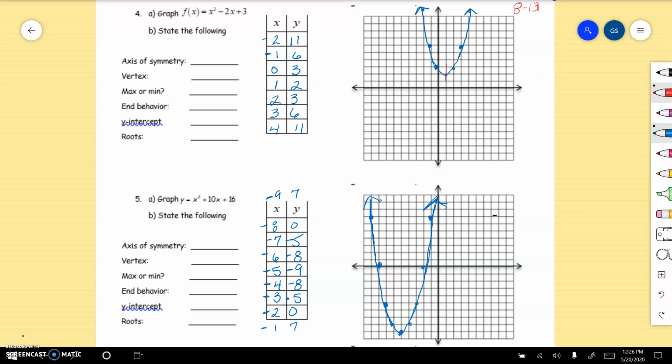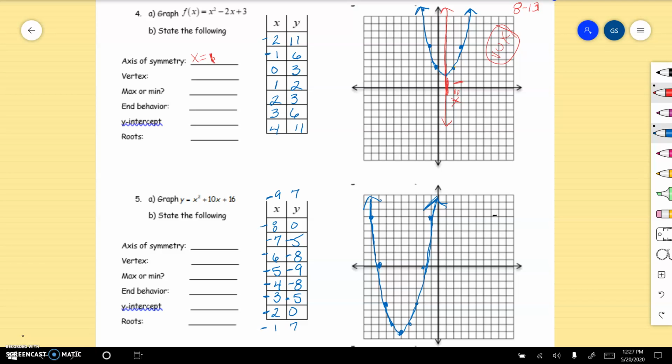If I draw a line right through the middle of the parabola, like that, that's called the axis of symmetry, okay? That axis of symmetry is a line. Therefore, it's named x equals 1, okay? It goes through the x-axis at 1, so it's a vertical line, so it's an x equals. That's where that comes from. All right, so I'm going to write that here. X equals 1.